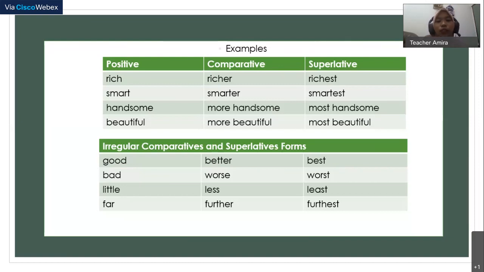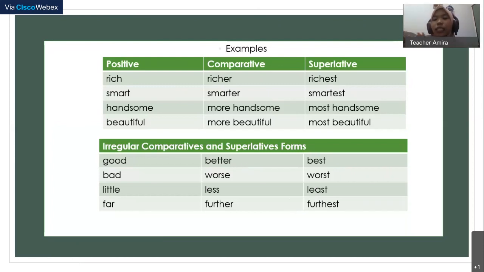I'm so sorry, this one shouldn't be here. The last example should be in the first boxes, as this is a regular comparative and superlative form. I'm so sorry, there must be something that I missed. So sorry about that.